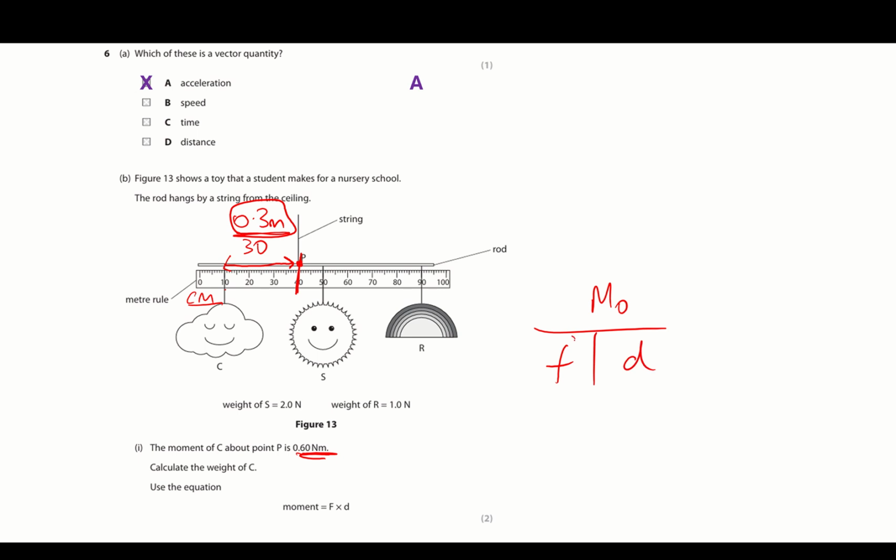And it says calculate the weight, that's the force. And we can see that the force equals the moment divided by the distance. And it gives us our moment there. We've now changed that distance into meters, and we can just divide the two to get 2 newtons.